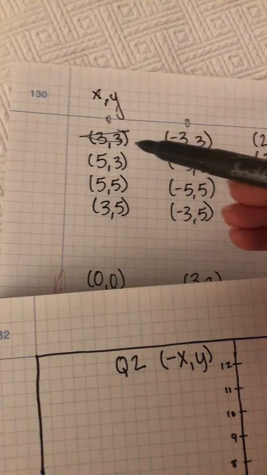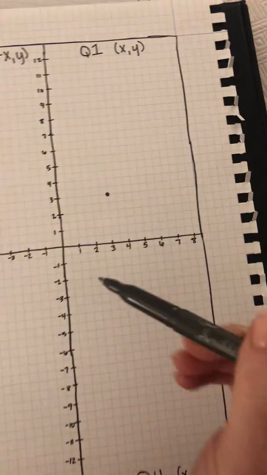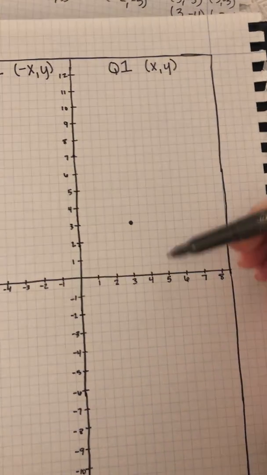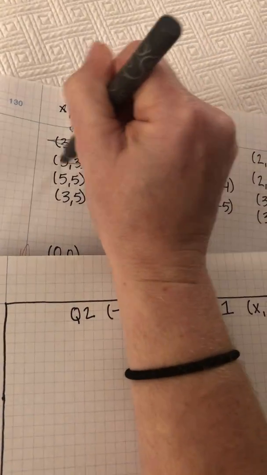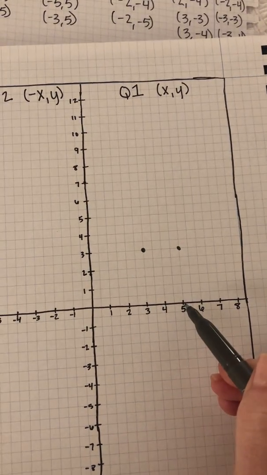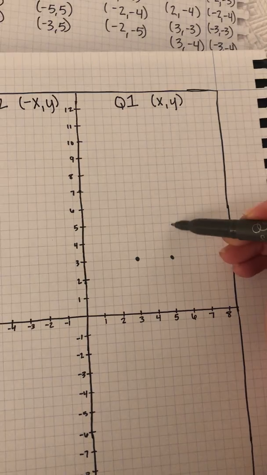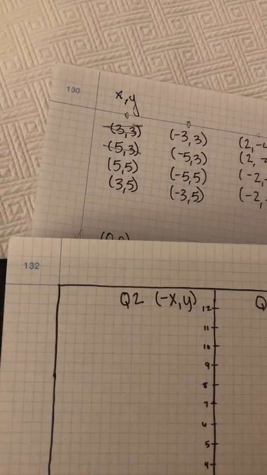5, 3, remember this is x and this is y. It is a positive 5, positive 3. So I go over to positive 5, and then I go up 3. Okay. Then I have 5, 5. So again, I'm going to go right 5, up 5. And then I have 3, 5. 1, 2, 3.